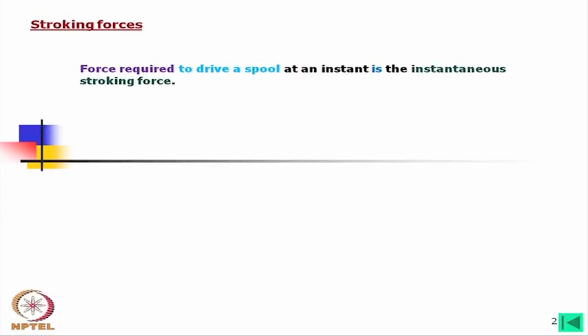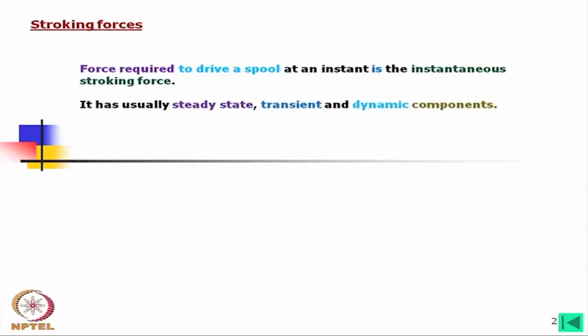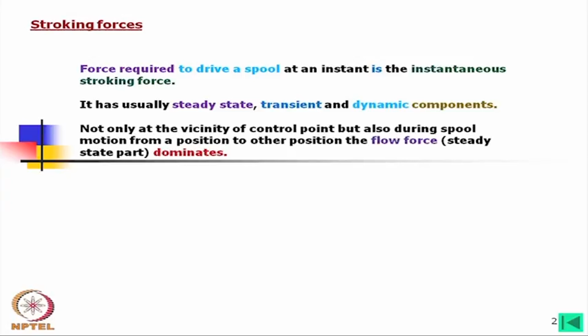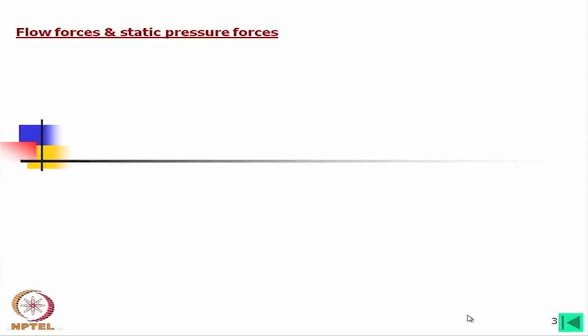The force required to drive a spool at an instant is the instantaneous stroking force. It usually has steady state, transient and dynamic components. Not only in the vicinity of the control point, but also during spool motion from one position to another, the steady state part of the flow force dominates. Now, we shall first study what the flow forces and static pressure forces are.